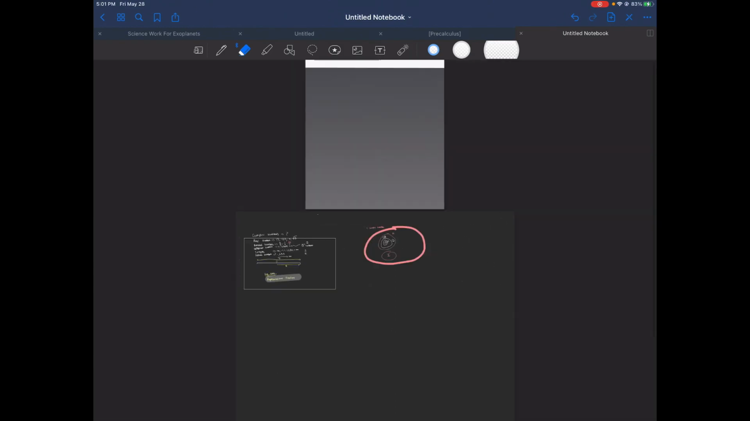Now that you've learned it, come to the next video. We'll go into the next topic, which is going to be quadrants, and we're going to learn about relations and functions and what their difference is.